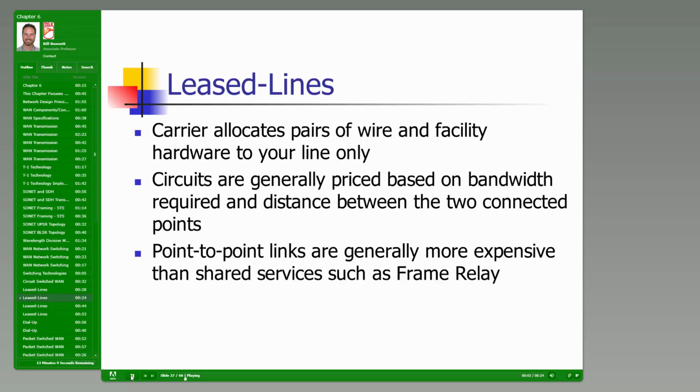Some more information about leased-lines here. Your carrier allocates pairs of wires and facility hardware to your line specifically, and then circuits are generally priced based on the bandwidth that you require, as well as the distance between the two connected points. Also, leased-lines or point-to-point links are generally more expensive than shared services like frame relay.